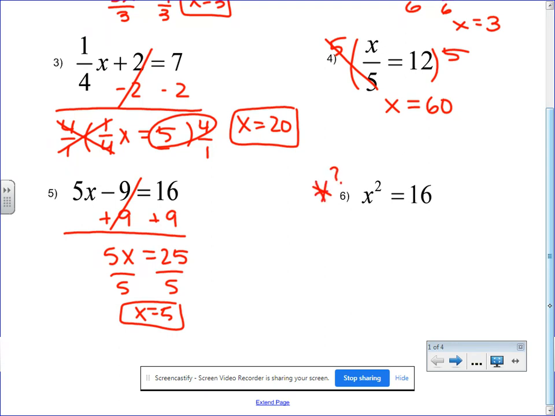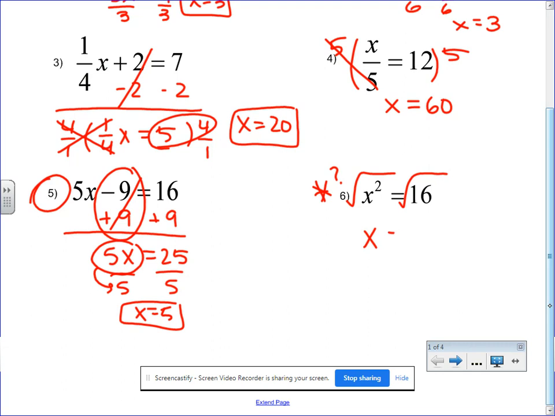Okay, so number 6 is a little bit strange because we've only really solved linear equations, right? So we haven't solved any equations per se that have like a squared or a cubed or something like that. So remember, you get rid of things by doing the opposite, right? So like in number 5, we wanted to get rid of this minus 9, so we added 9. We wanted to get rid of multiply by 5, so we divided by 5. So you have to think, well, what's the opposite of squaring something? And if you're shouting from the back here, take the square root, you are correct.